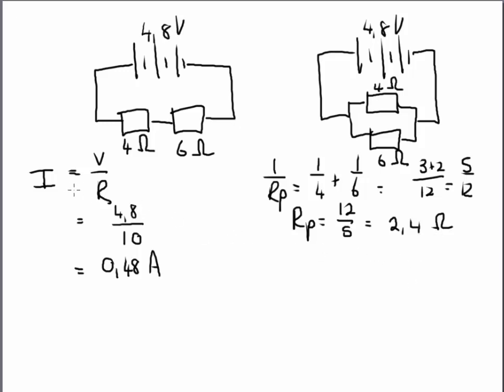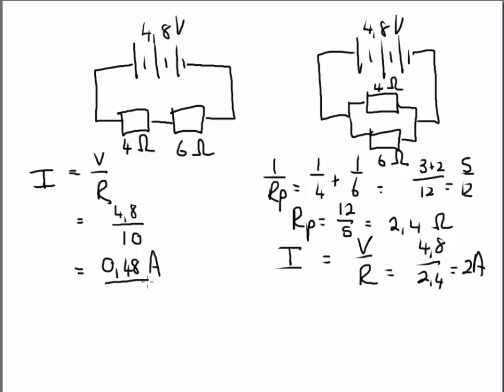So if we go and calculate current now in the parallel circuit, I equals V over R is going to give me 4,8 over 2,4, and that gives me 2 ampere. So when you look at a series circuit and a parallel circuit, we can see that in a series circuit, the more resistors we have, the higher the resistance. But the current is lower in a series circuit compared to a parallel circuit with the same resistors.